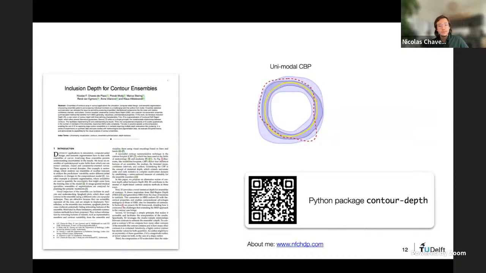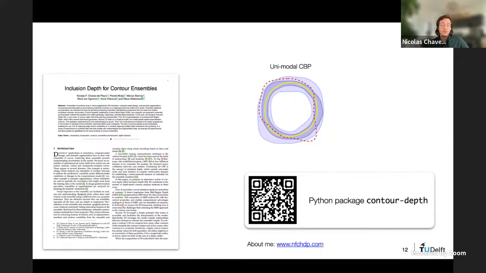So to conclude, in this paper, we presented inclusion depth, a new notion of contour depth, which significantly accelerates previous methods without compromising quality of the depth estimates. This makes contour depth way more applicable in practice, and not only to compute contour box plots.